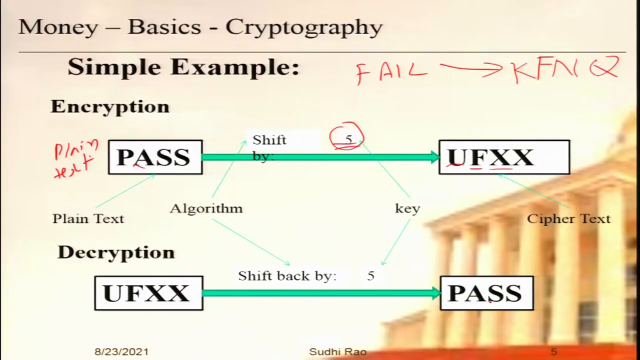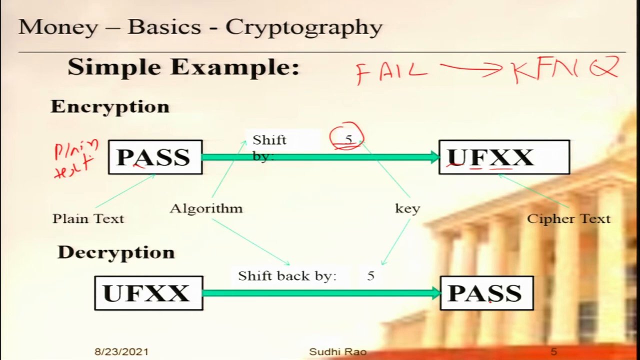Converting ciphertext back to plain text is called decryption. There are many other characteristics which we will see in the following slides, but in sum this is pretty much the essence of cryptography. We take a plain text, use some mechanism, use a key to change it every time, convert it into ciphertext, transfer it.